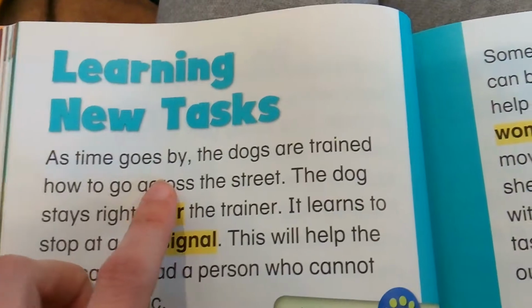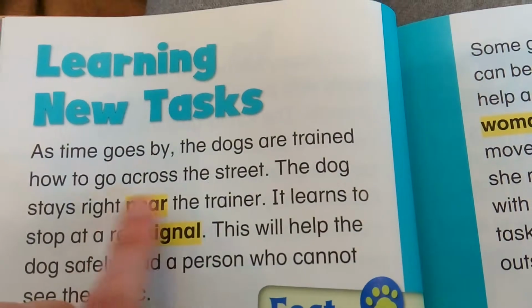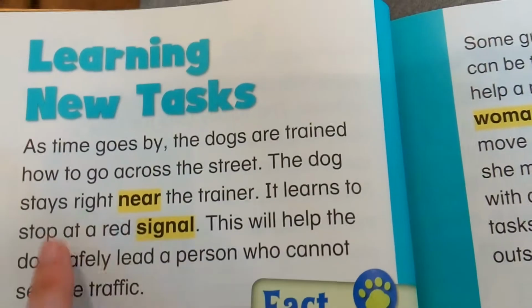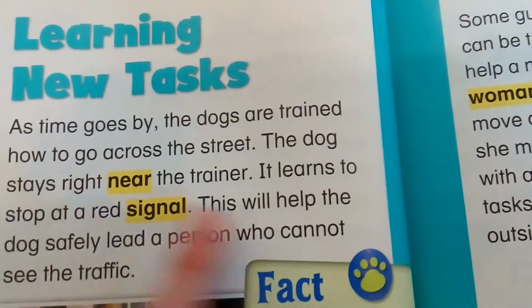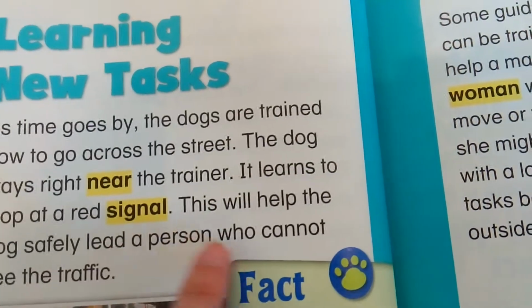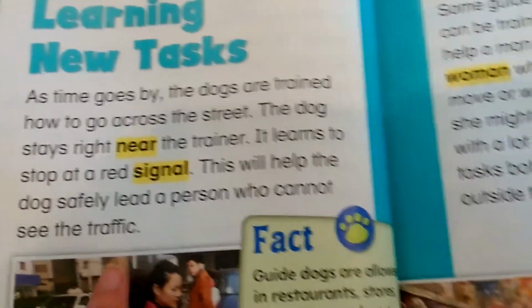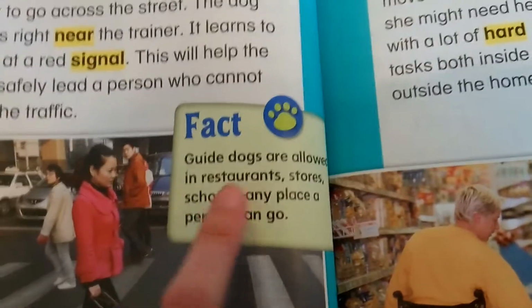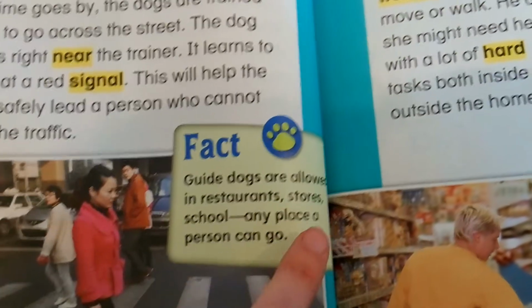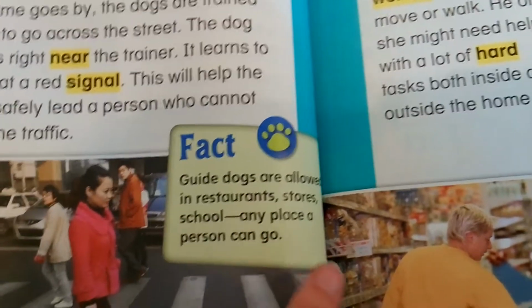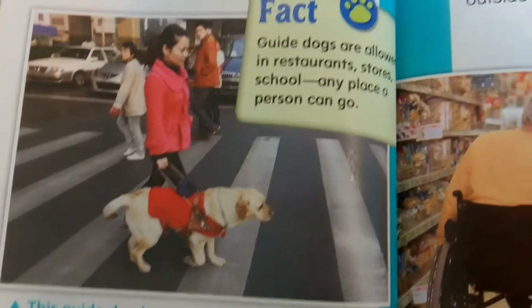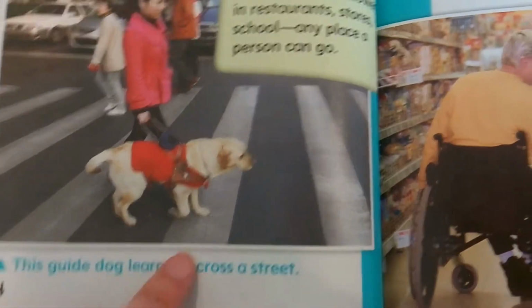As time goes by, the dogs are trained how to go across the street. The dog stays right near the trainer. It learns to stop at a red signal. This will help the dog safely lead a person who cannot see the traffic. Fact, guide dogs are allowed in restaurants, stores, school, or any place a person can go. This guide dog learns to cross a street.